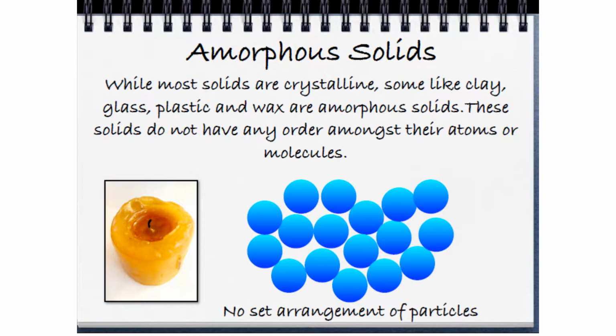Amorphous solids. While most solids are crystalline, there are some solids like clay, glass, plastic, and wax that are amorphous solids. These solids do not have a crystalline lattice and any order amongst their atoms or molecules. There is no set arrangement of particles, which causes them to be softer and able to sort of mesh and move around with more flexibility.